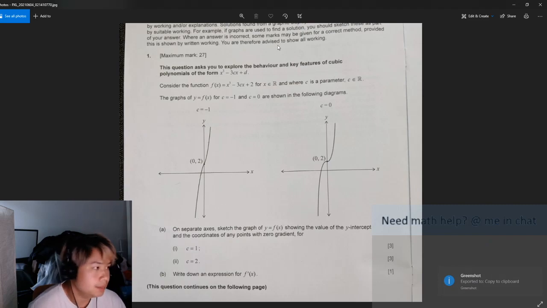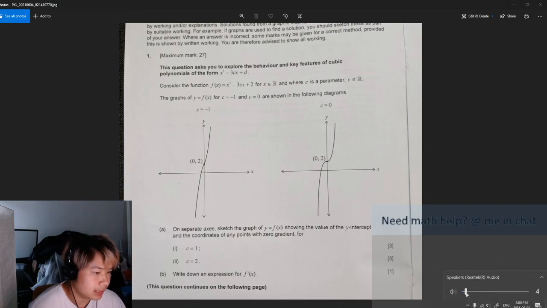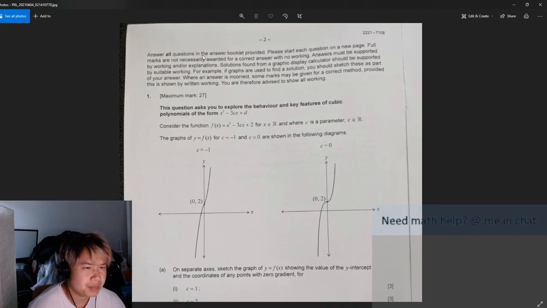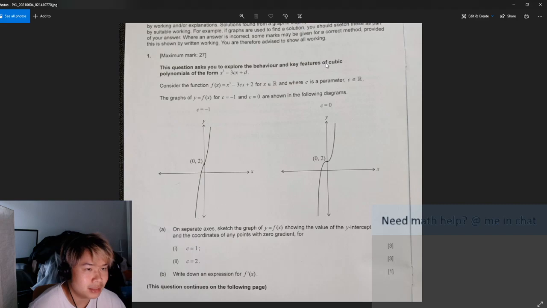So for those that don't know, this paper 3 is a new style. Before our new curriculum in this course, Analysis and Approaches, HL students would select an extra chapter to learn, so calculus or statistics or something, and then they would get a third paper based on their choice. Now they're trying to do this weird thing, like a guided problem to explore whatever they want you to explore. So in this question, you're going to explore the behavior and key features of cubic polynomials in this format here.